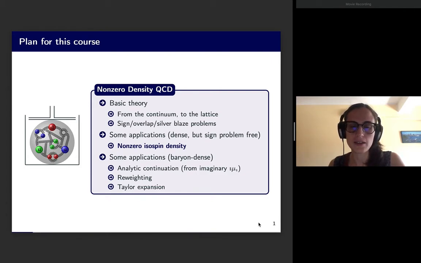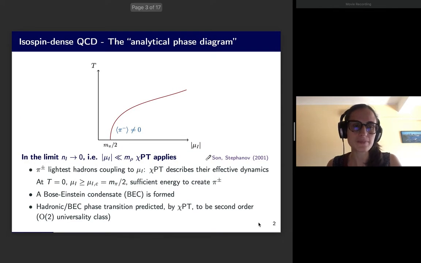As said, here we are in a setup which is dense but sign problem free, and dense not in the sense of being baryon dense. So rather than there being an asymmetry in terms of how many particles versus antiparticles we have, there is an asymmetry in terms of how many up and down quarks we have, which gets reflected into an asymmetry between neutrons and protons or positively and negatively charged pions.